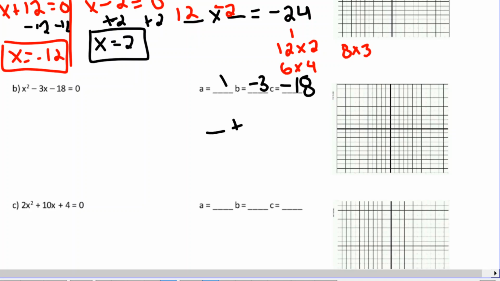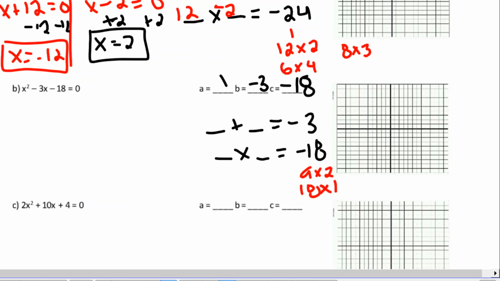So we're asking ourselves, what adds, I keep mixing that up, to negative 3? What multiplies to negative 18? And again, I always start with the factors, right? There's a lot of ways to add to negative 3, but there's only so many ways to multiply to negative 18. So 18 is 9 times 2. That's not going to get us to a 3. 18 times 1, that one's not going to work for us. 6 times 3.